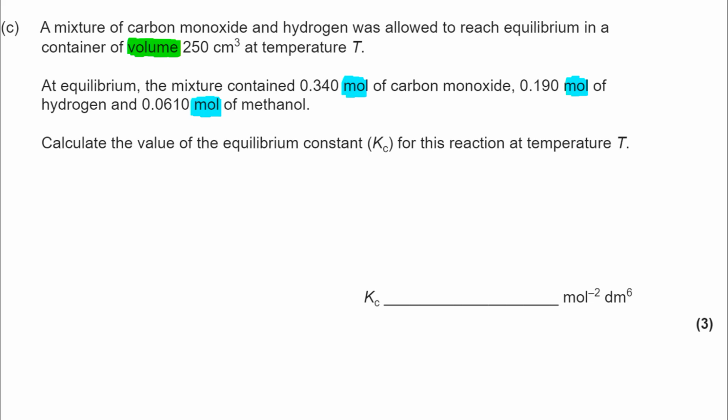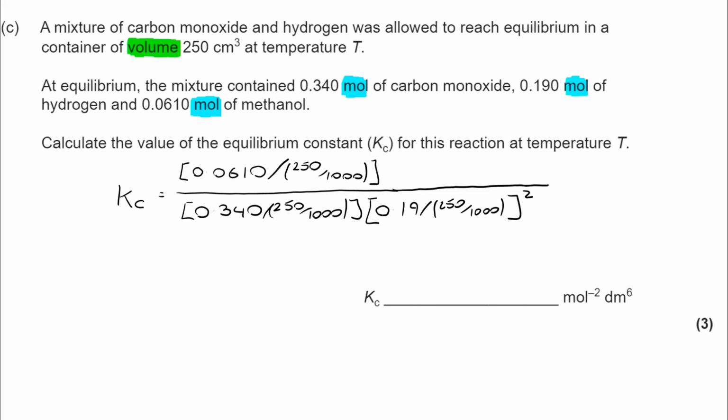However, we're also told that the volume of the container is 250 centimetre cubed, and Kc isn't about the number of moles, it's concentration. So when I put my figures in, my moles are each going to be divided by the volume. And I've done that in quite a long-winded way here. You could do it over 0.25, but I just wanted to show precisely where that came from. The cm cubed needed to be converted to dm cubed. When you put all of those figures in, you end up with a value of 0.311.